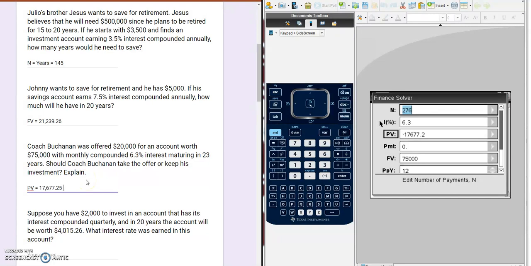So if you're looking at this $75,000 account 23 years later, it is right now worth $17,677. Should I take $20,000 for this account? The answer is yes. I should accept the offer because I can reinvest $20,000 and end up with more than $75,000 in 23 years.